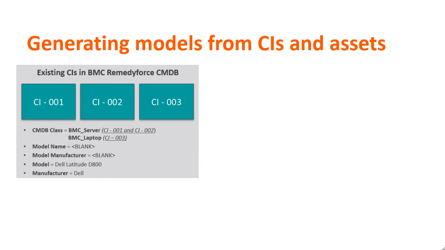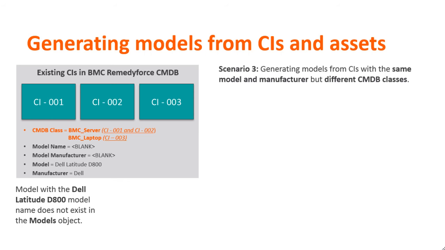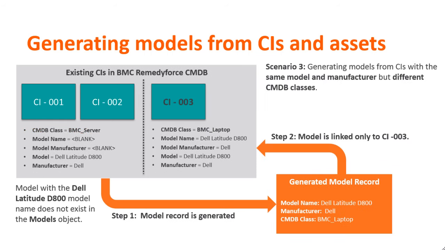Finally, let's look at a scenario in which the model and manufacturer in these 3 CIs are the same, but the CMDB class is different. When the model record is created, any one class is used in the model. In this case, it is a laptop class. In this case, the model is applied to only the CI that is an instance of the laptop class. In this case, CI 003. The model name and model manufacturer attributes in the other two CIs are not populated. You will need to create another model with a different model name and then apply that model to these CIs.